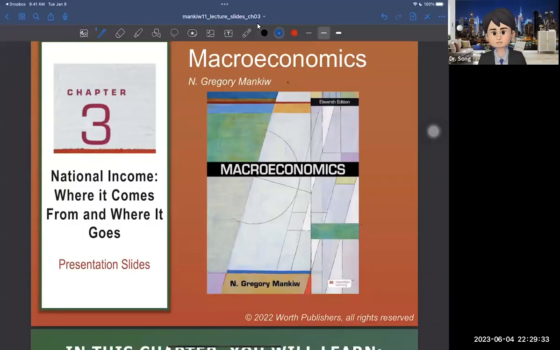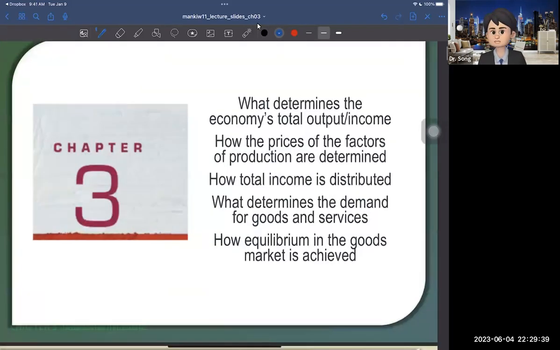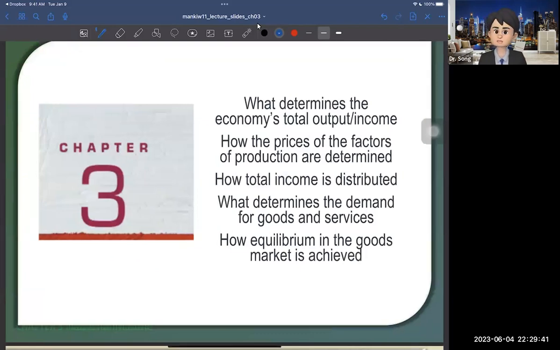Hi guys, in this video, I'm going to cover chapter 3, which is about national income. Chapter 3 mainly talks about what determines the economy's total output and income. Here the total output is the same as GDP. Through this chapter 3, we're going to study the prices of the factors of production.